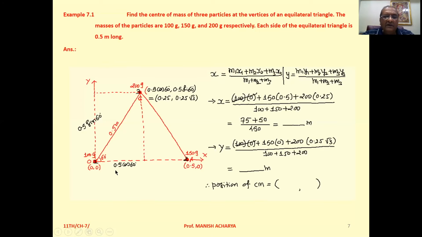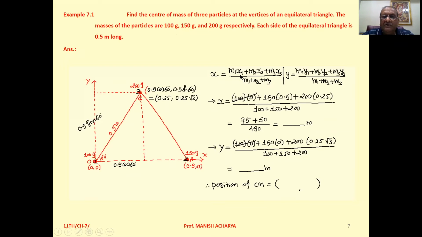Okay. Now we have the equation for the position of center of mass. So x coordinate, that is m1x1 plus m2x2 plus m3x3 upon m1 plus m2 plus m3. And for y coordinate, y equal to m1y1 plus m2y2 plus m3y3 upon m1 plus m2 plus m3. Masses are given to you. M1, M2, M3 are given to you.